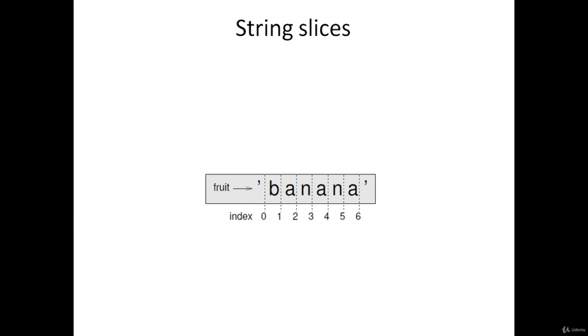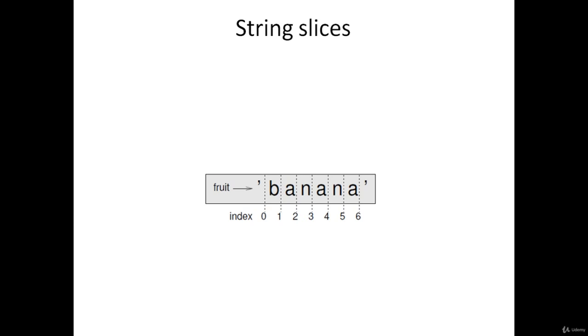The operator returns the part of the string from the first index to the second index, including the first but excluding the last. This behavior is counterintuitive, but it might help to imagine the indices pointing between the characters. As shown in the slide, if you omit the first index before the colon, the slice starts at the beginning of the string. If you omit the second index, the slice goes to the end of the string.